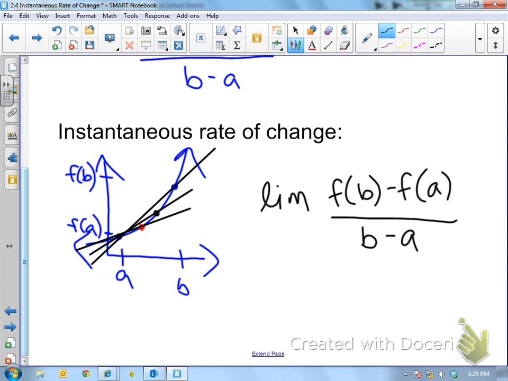So we want to be able to take this limit of the average rate of change, and that'll give us instantaneous rate of change. But here we run into another conundrum. Did someone sneeze? If so, bless you. B and A are two different x values right now. They're two different variables. So am I going to pick B approaching something, or am I going to pick A approaching something? What would be the best way to do this?